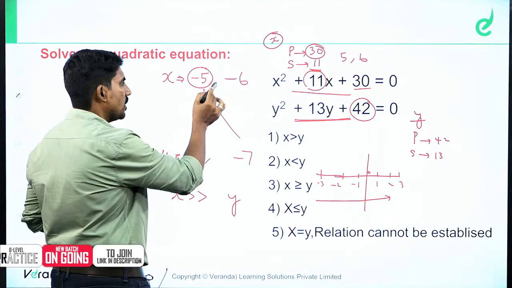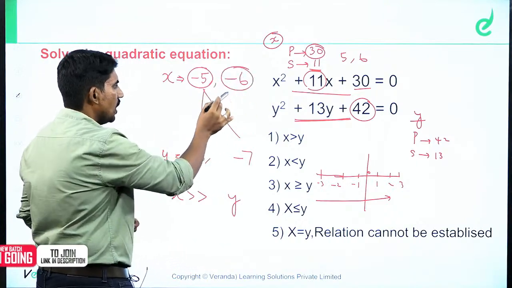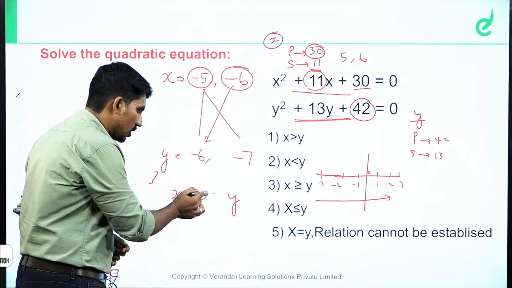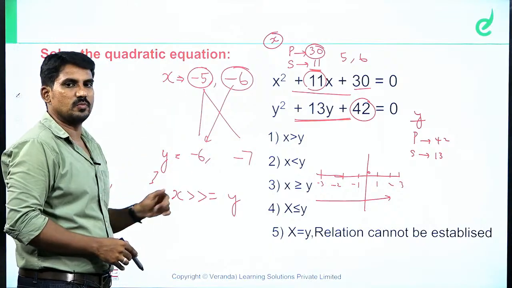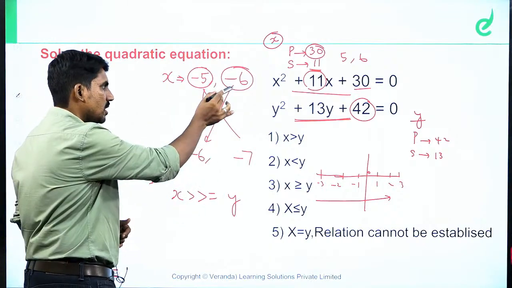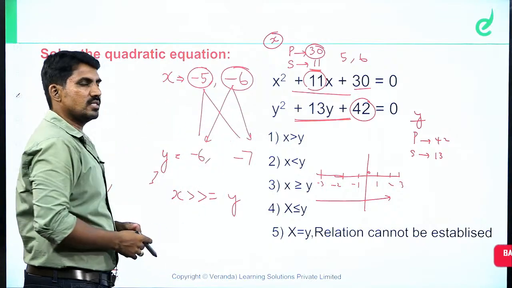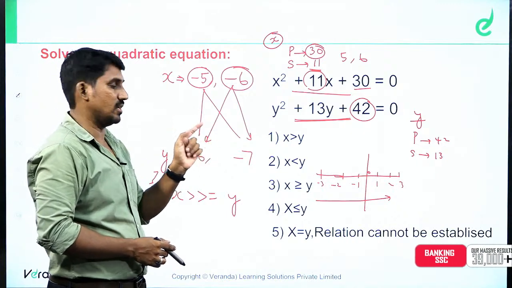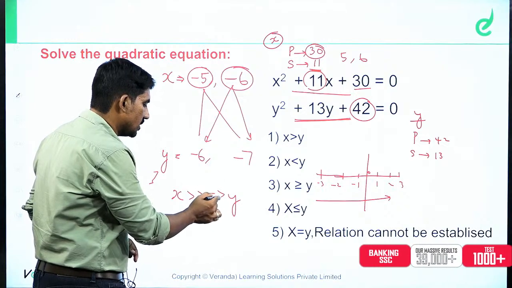Right? Now take the next number, minus 6. Now compare with the minus 6: minus 6 and minus 6 are equal, right? Now compare minus 6 and minus 7, which is greater? Lower number in the negative is greater. Therefore, minus 6 is greater.